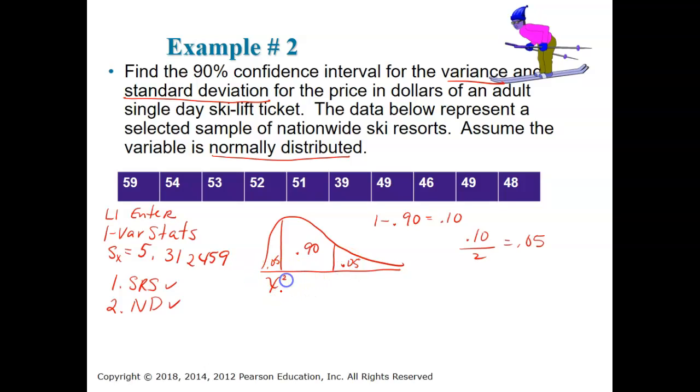So this is going to be chi-squared left and chi-squared right. To find chi-squared left, I'm going to use everything to the right of that, which will be 0.95. And for chi-squared right, I'm going to use 0.05. And for my degrees of freedom, if I count these, I have 10 values, so my degrees of freedom is 9. So I'm ready to get these critical values here.